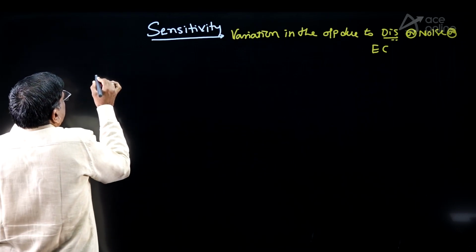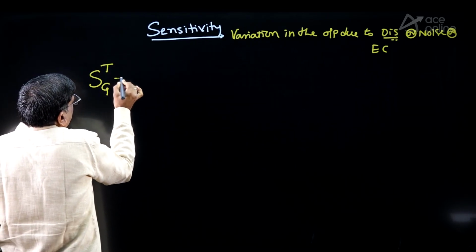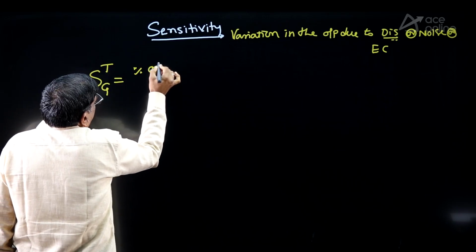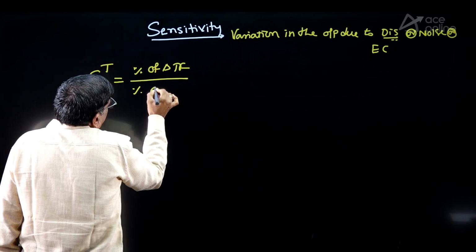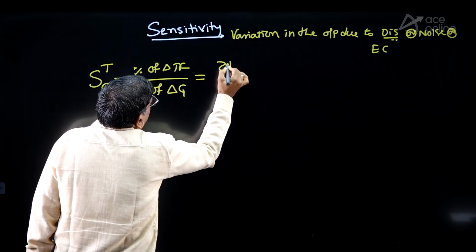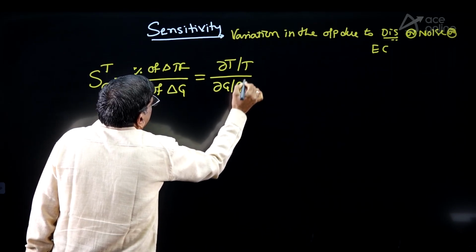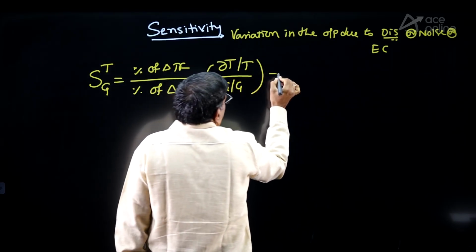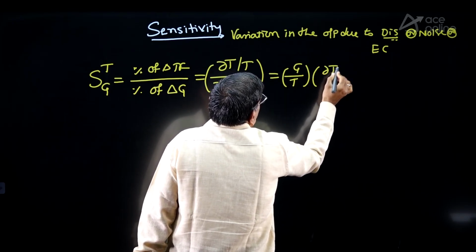What is the formula for sensitivity? Sensitivity of the transfer function with respect to G is what? Percentage of change in transfer function by percentage of change in G. That is nothing but ∂T/T divided by ∂G/G. So it is nothing but G/T into ∂T/∂G.